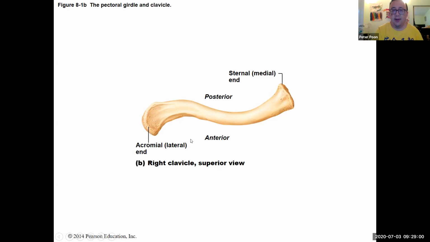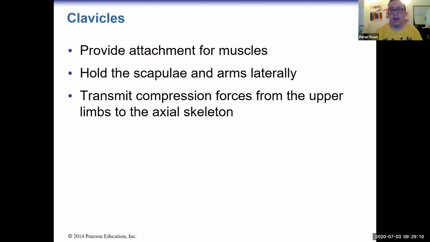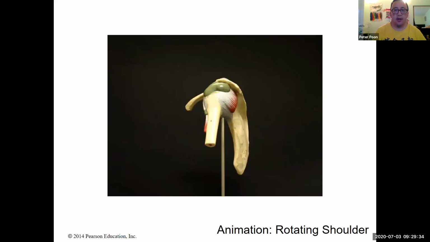The way I tell the difference, the acromial end is flat and the sternal end is more rounded. That's the purpose of the clavicle, really a simple thing. It's your collarbone. It basically prevents your arm from dropping forward. And if you ever break your clavicle, one of the most common things that happens is your arm hops forward.